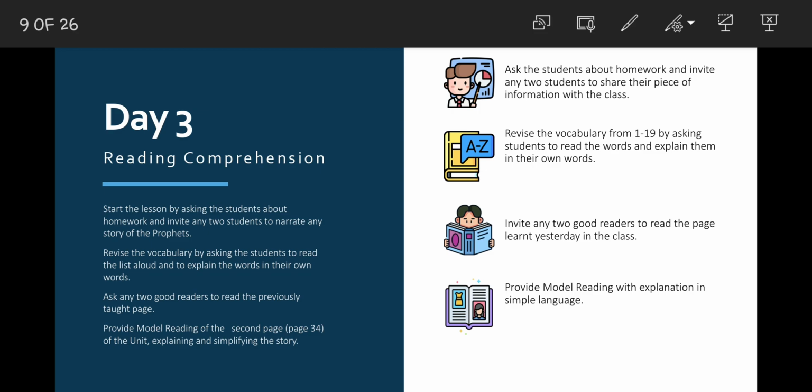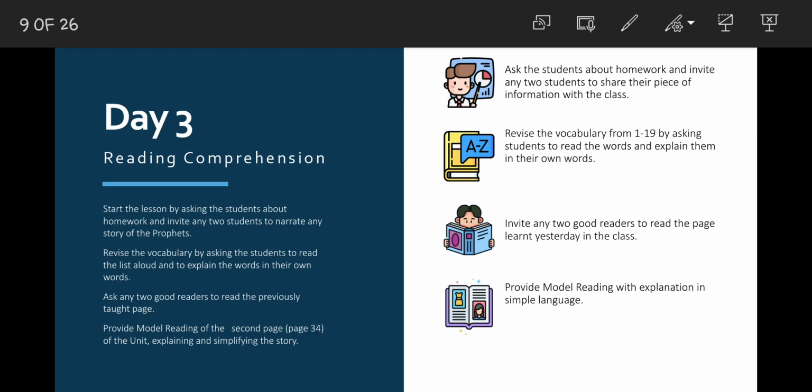Day 3, we are continuing on with the reading comprehension. You will start the lesson by asking the students about the information that they have gathered, then revise the vocabulary. It is important that you revise it with accurate pronunciation. The students need to know these words, they need to understand these words.